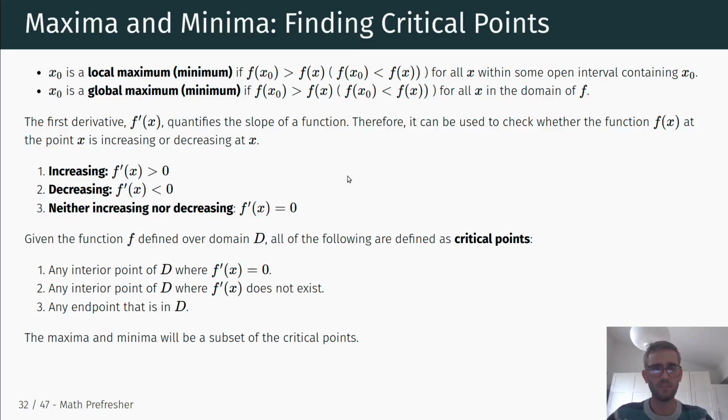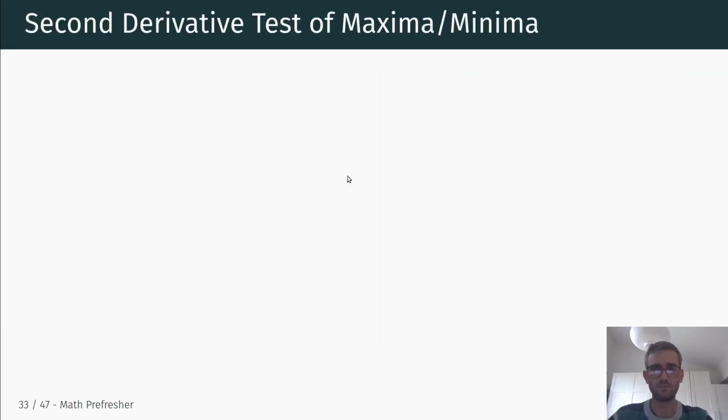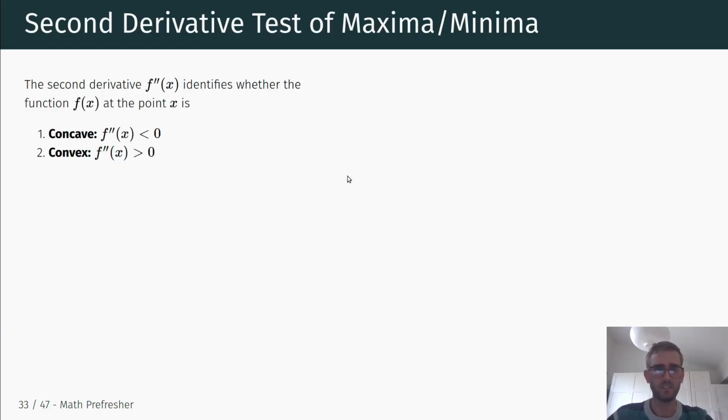So the first step is identifying these critical points and then checking additional conditions on whether these are ultimately maxima or minima. We're going to focus on the first set of critical points, namely the interior points of D where f prime of x is equal to 0, so where the slope of the function at point x is equal to 0. To determine whether this critical point is a maximum or a minimum, we can look at the second derivative at that point, okay?